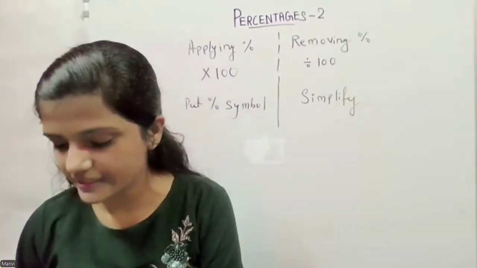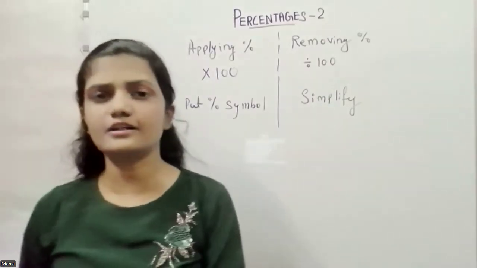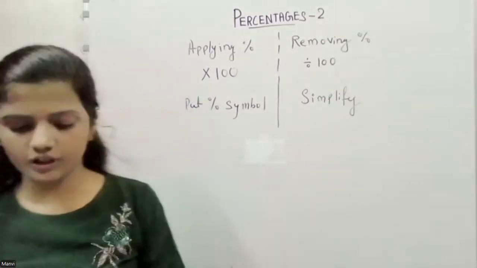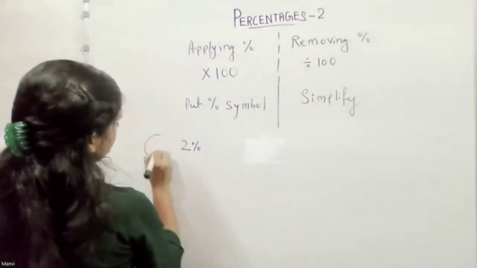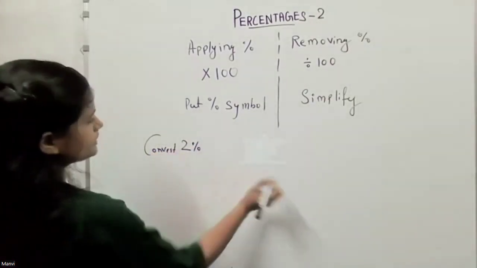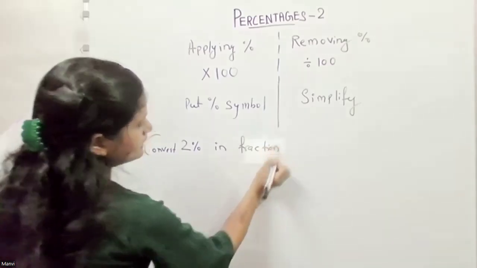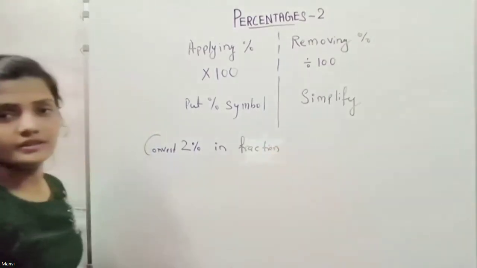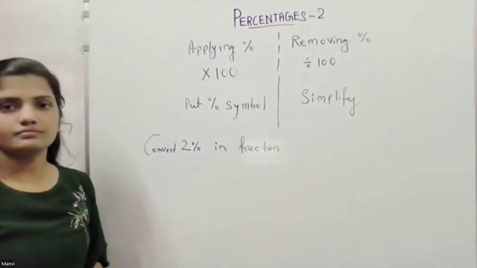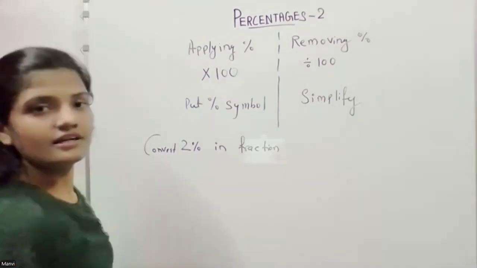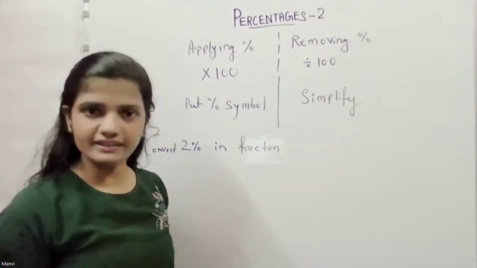Okay. So could you please try to solve one question based on this? If I ask you to convert 2 percentage into a fraction in its simplest form, what will be the answer? 1 by 50. Yeah, good. So the answer will be 1 by 50, not 2 by 100. We need to simplify, right?